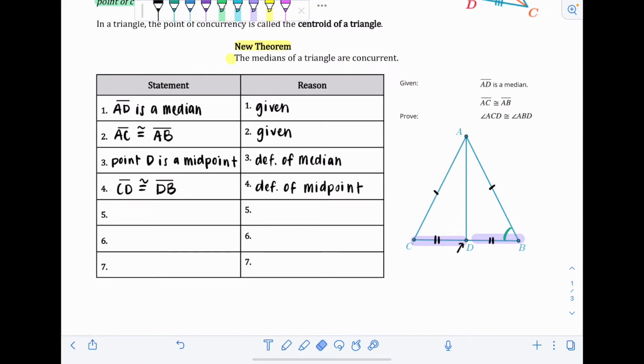So we have to take a step back and look, okay, what do we know so far? We have these two pairs of corresponding sides that are congruent. We have these two pairs of corresponding sides that are congruent. And then this is a shared side, so that's definitely congruent, but we just have to state that it is. So we would say segment AD is congruent to segment AD. Anything is congruent to itself. That's called the reflexive property of congruence.